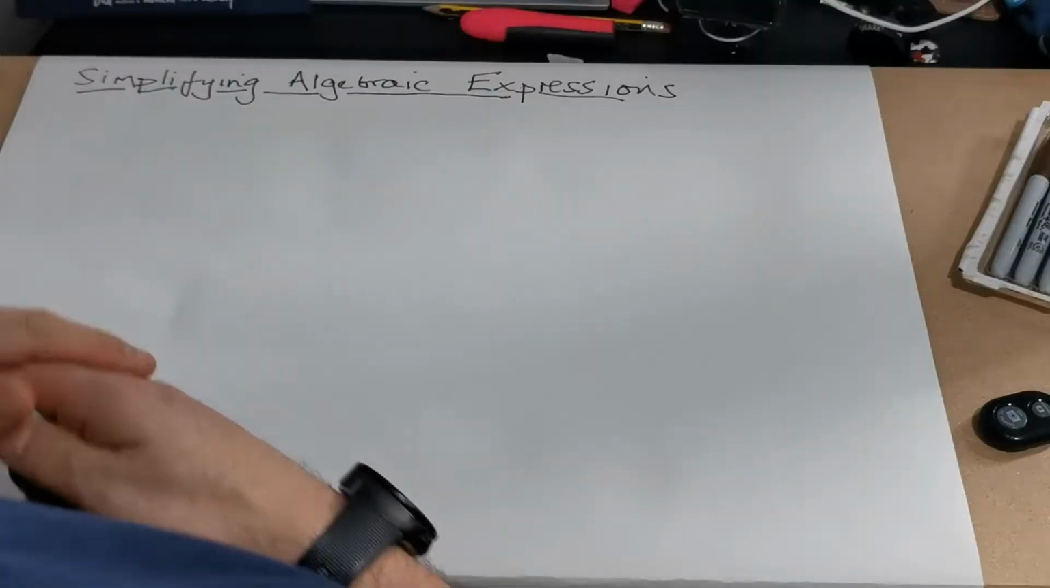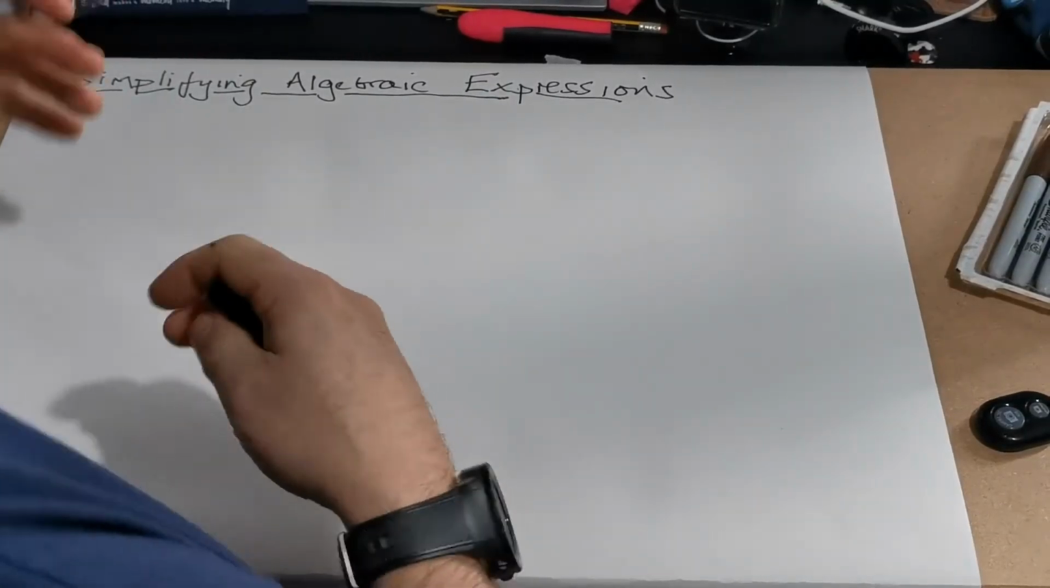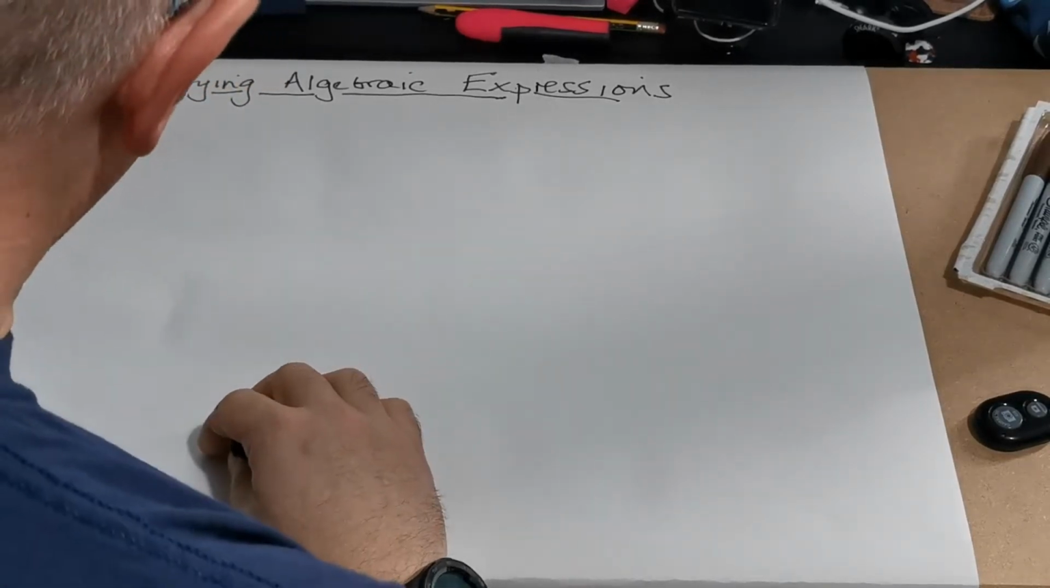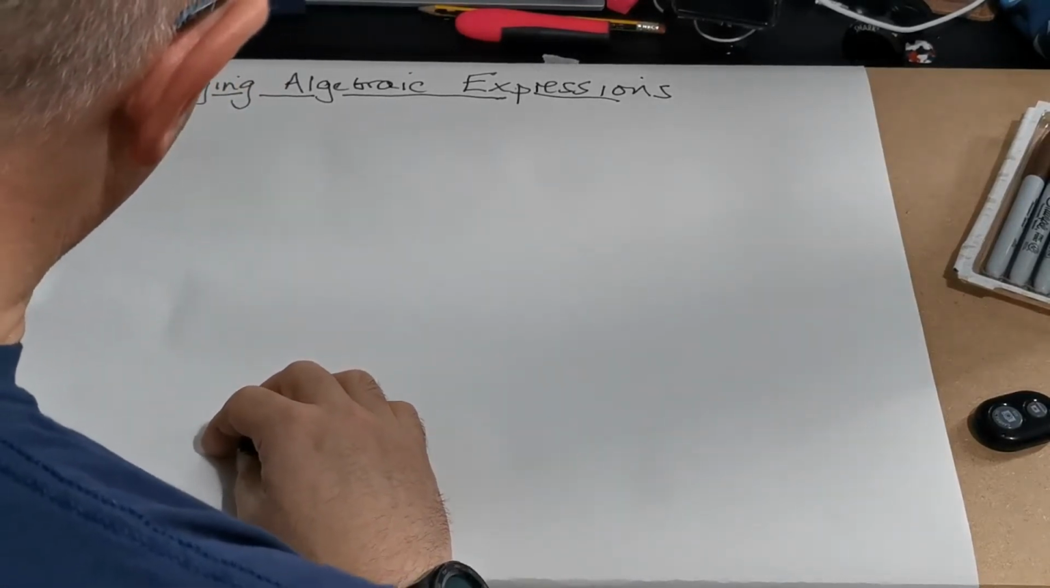Hi guys, just talking to you today through some terms we use in algebra, basically to make things a bit easier in the long run. So here goes. Our title today is Simplifying Algebraic Expressions. So we might start off by thinking about some letters being added together.